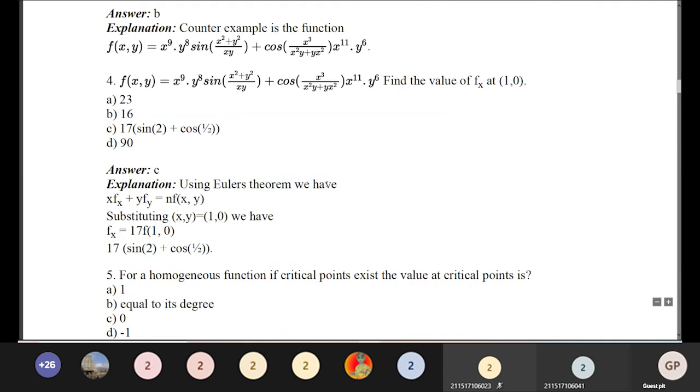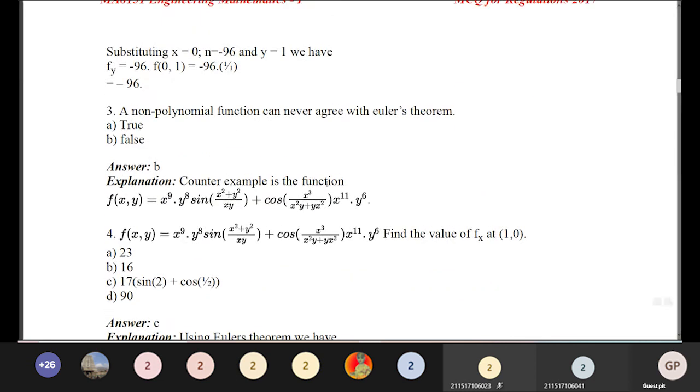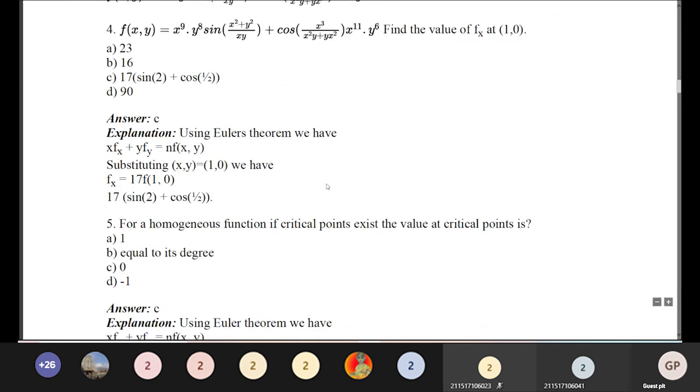So using Euler theorem, you can find the result. Sometimes it will be very useful. What is Euler theorem? Here x into fx plus y into fy equal to n into f of x comma y. Using that, we can find the result.